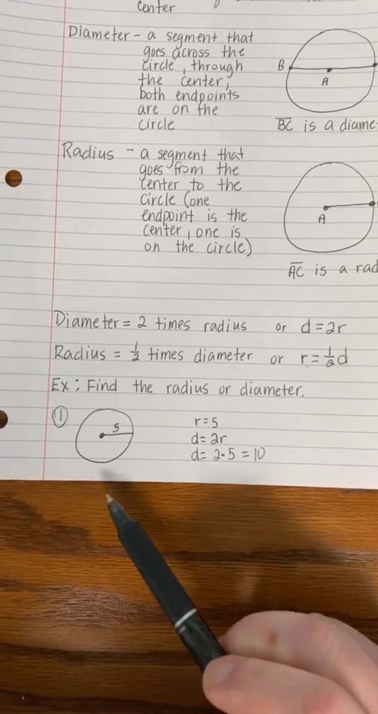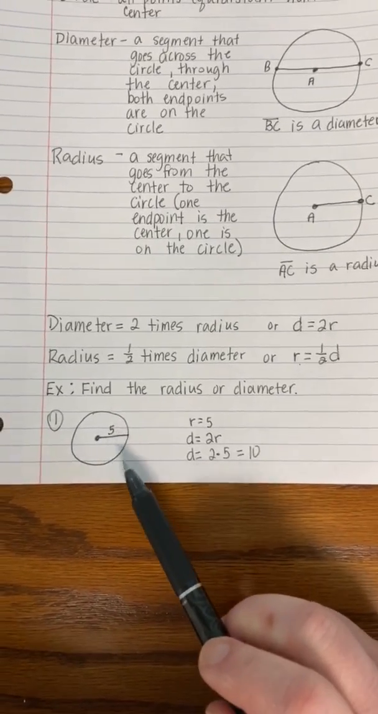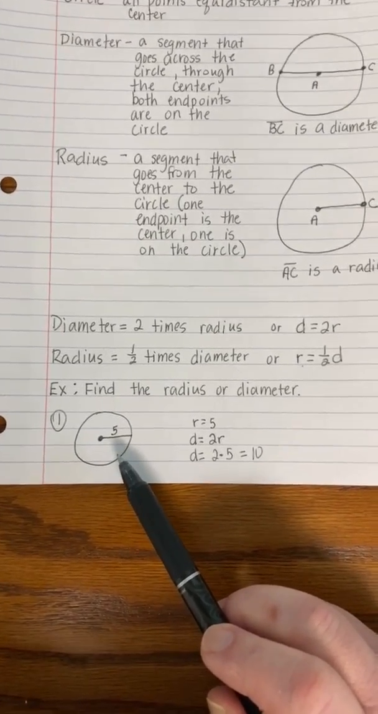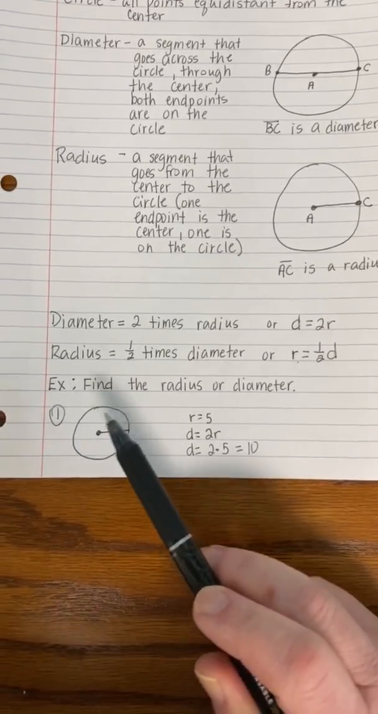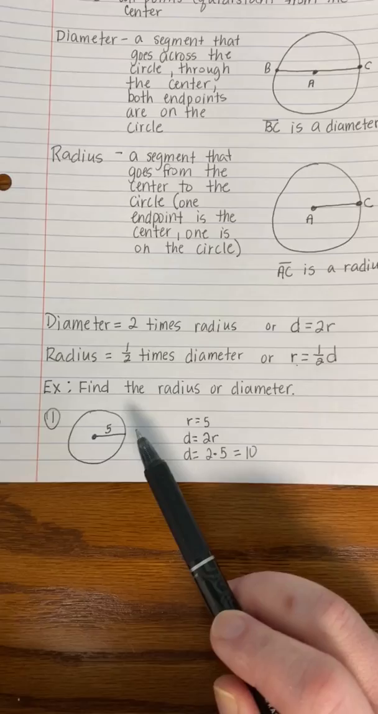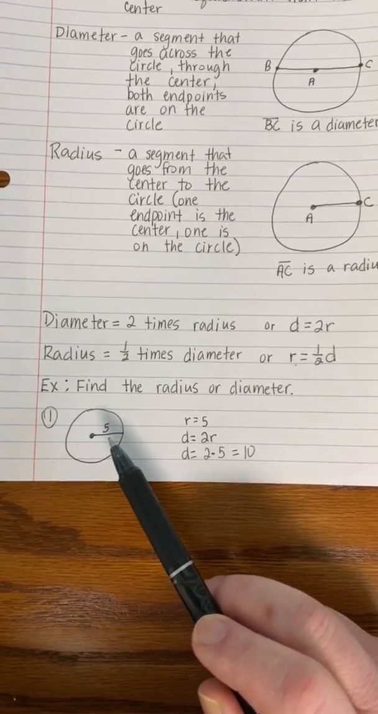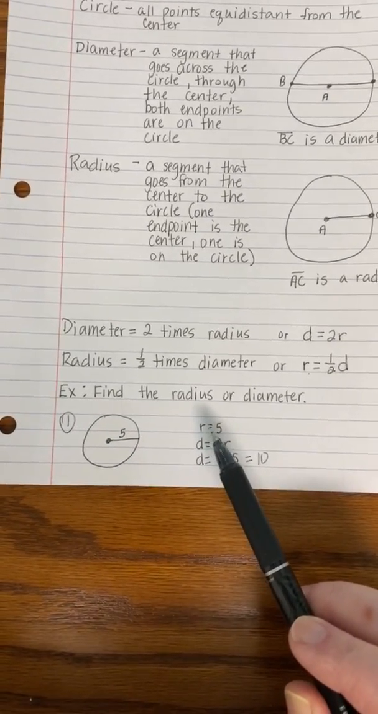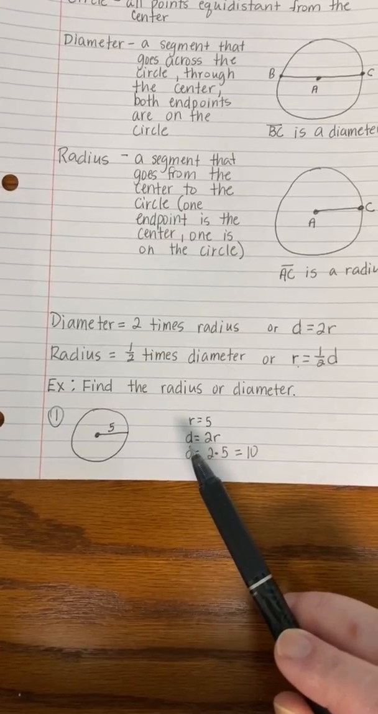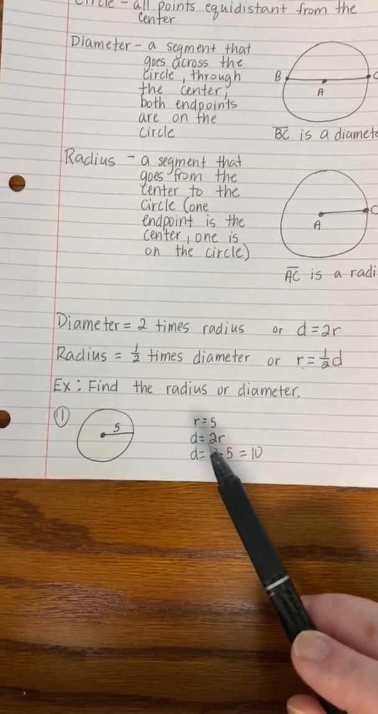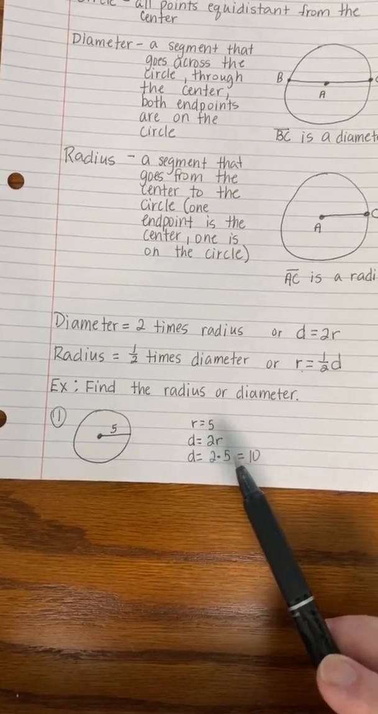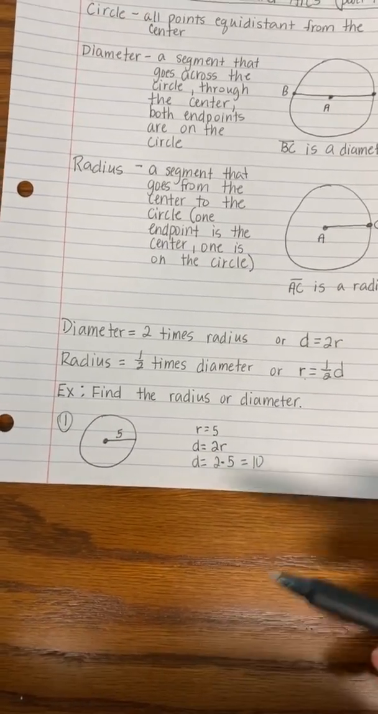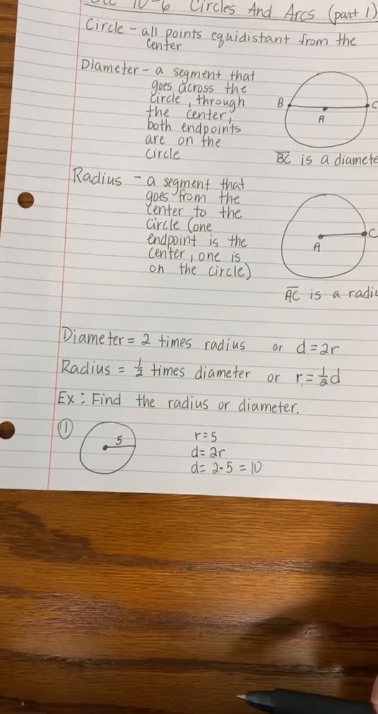In this example, I'm giving you a picture of a circle. Sometimes they might just give it to you in words and tell you that the radius is 5. In this circle, it goes from the center to the edge of the circle, so that's a radius. So I have my radius as 5, which means I need to find my diameter. We know the diameter is equal to 2 times the radius, so I do 2 times 5, and the diameter is 10. Basically, if you have the radius, just double it, and that gives you the diameter.